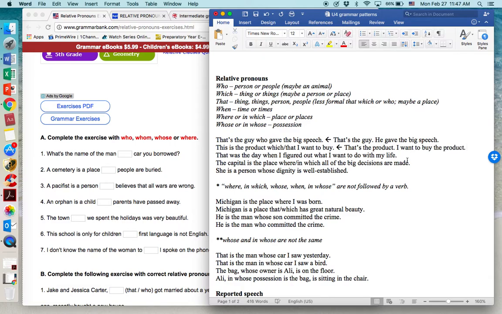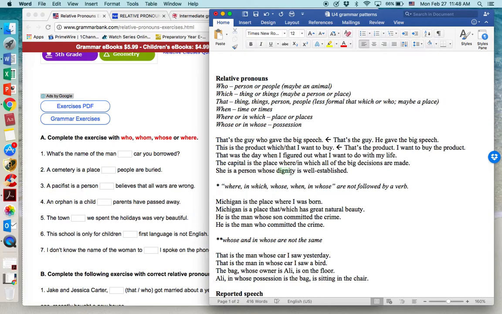Right? That was the day when I figured out what I want to do with my life. So that was the day, and I figured out what I want to do with my life on that day. The capital is a place where or in which all of the big decisions are made. So the capital is the place, it's kind of a basic thought, and then all of the big decisions are made in the capital. And she is a person whose dignity is well established. So she's a person and her dignity is well established.